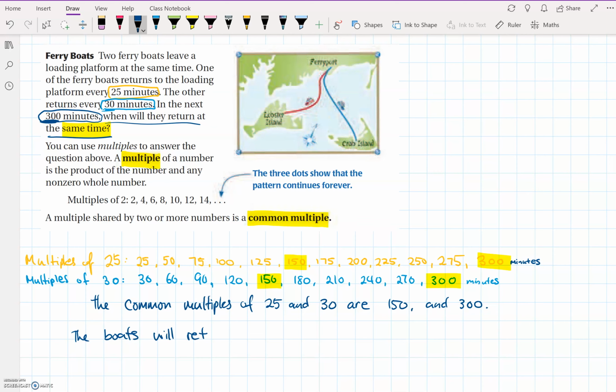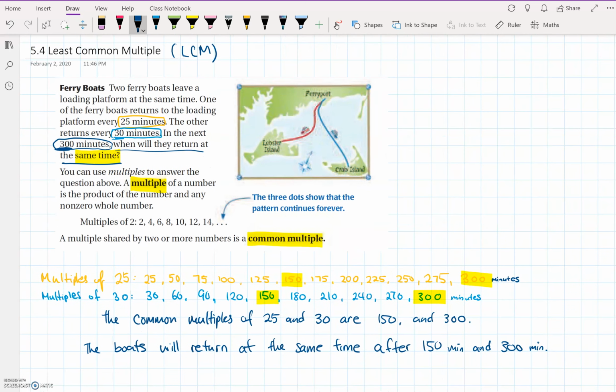To answer this particular question asking when they will return at the same time, the boats will return at the same time after 150 minutes and 300 minutes. Okay, so that is done for this question. Now, if I were to ask you to pick your brain and recall least common multiple, which number here is the least common multiple of 25 and 30?